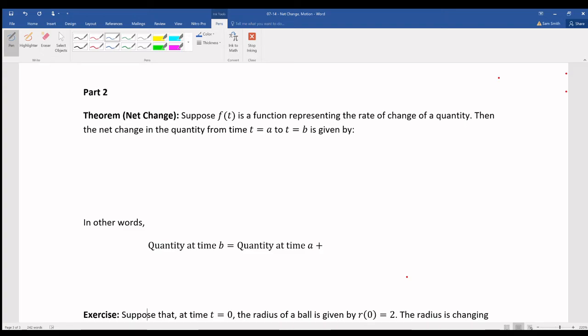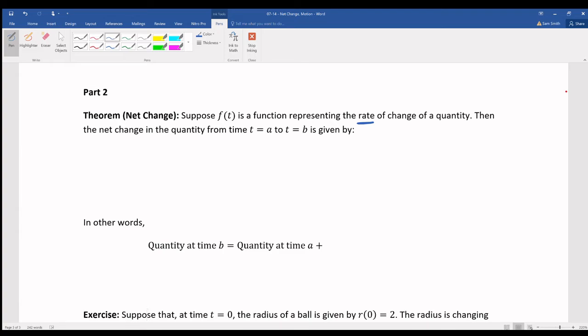So suppose that we have a function lowercase f of t, and this function represents how fast a quantity is changing, the rate. The question is, if you know how fast the quantity is changing, can you figure out how much the quantity changed in total from one start time to a finish time? And the answer is yes.